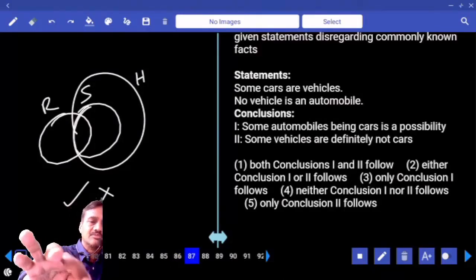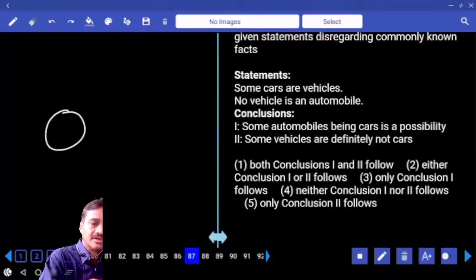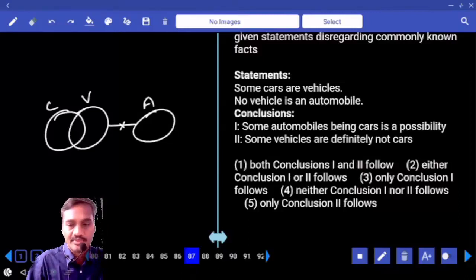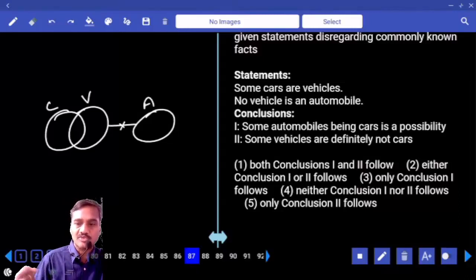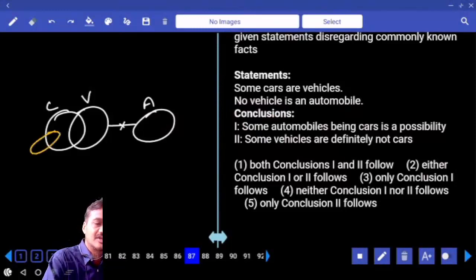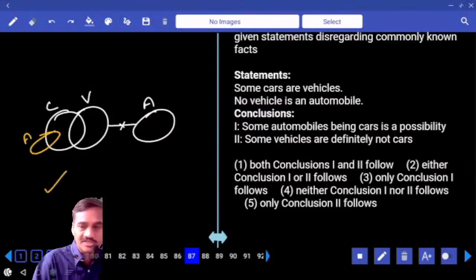And 87, some of the cars are vehicles. Now some cars are vehicles can be written like this. No vehicle is an automobile. Now in between vehicle and automobile, no intersection. Then first one, some automobiles are cars is a possibility. Possibility means, is there a chance of automobile and car intersecting or not? Yes, there is a possibility.